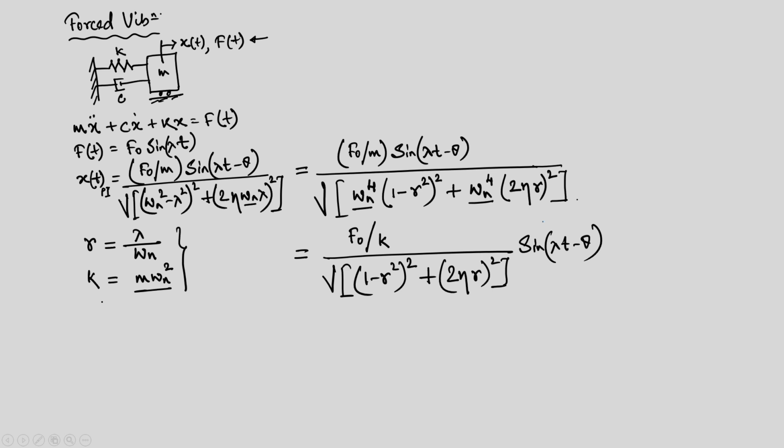Now, if you recall, what is f naught by k? If I have a stiffness k and I apply a force f naught, obviously f naught by k will be the deformation x under which condition? The static deformation. So, we call it x of st. Now, if that is the case, we can further simplify. So, what we have here in the numerator, so this will be x of st.